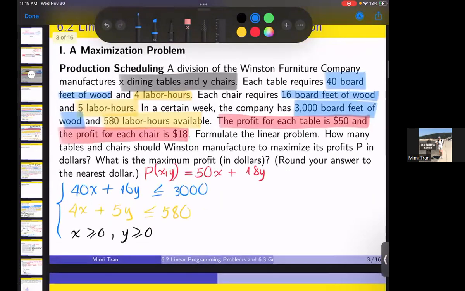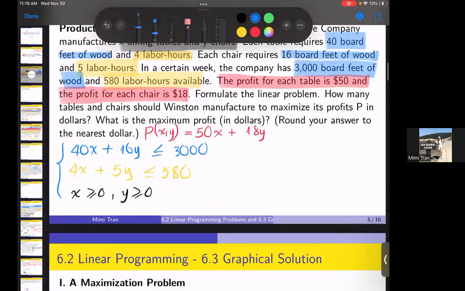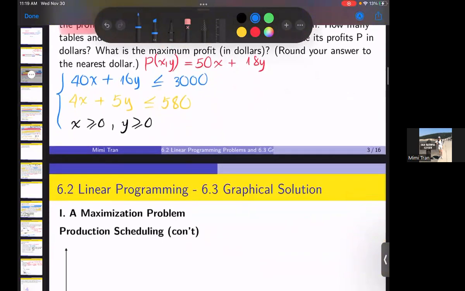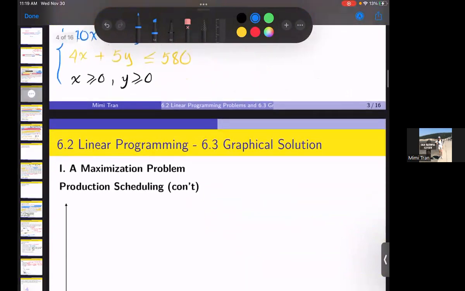All right, let's go back to the very beginning. You remember the furniture problem? I want to solve this. So we set it up last time. Now we're gonna solve it. Well, you know how to draw the inequality. So let's draw the first, right?